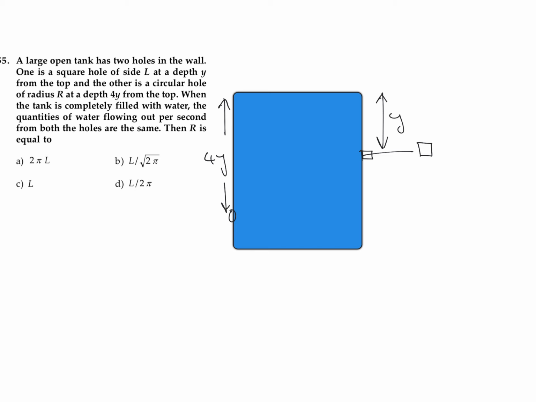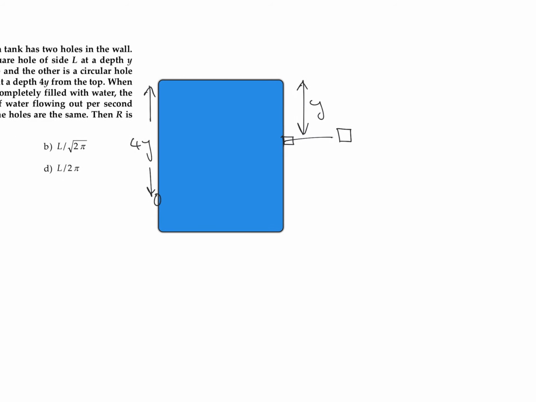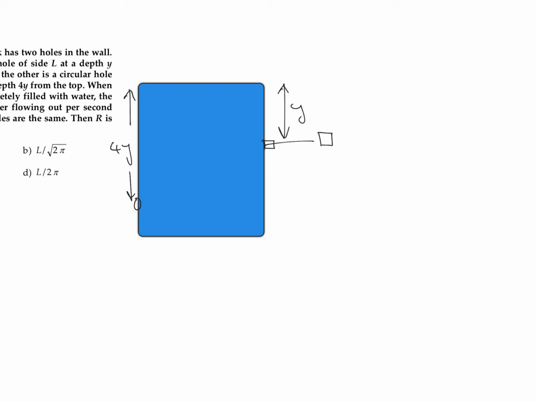When the tank is completely filled with water, the quantity of water flowing out per second from both the holes are same. So we can say that some amount of liquid is coming through this hole with the velocity, let's say v1, and some amount of liquid is going to come out through this hole with the velocity, let's say v2. Now we know the equation for this efflux velocity is root of 2 into g into y. So over here the depth is given as 4y, so it becomes root of 2 into g into 4y.